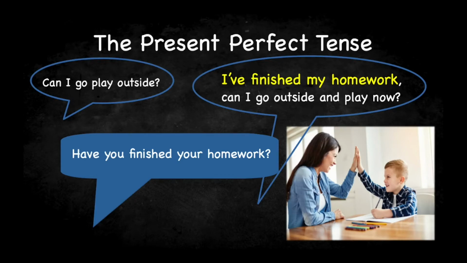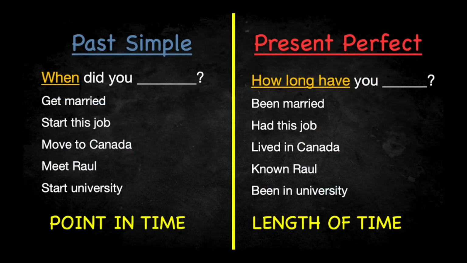So as you can see, since the child did his homework in the past, now in the present, he can go outside and play. A great way to become familiar with using the present perfect tense is by asking two simple questions. First question, when? Second question, how long?